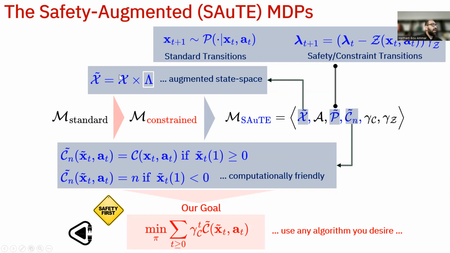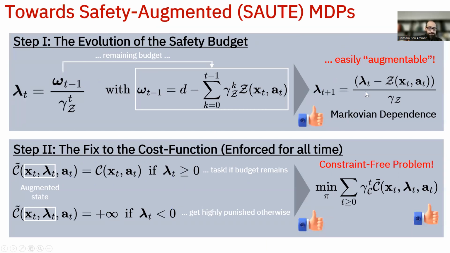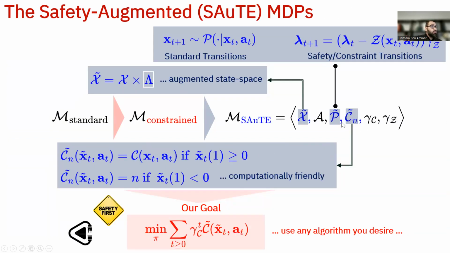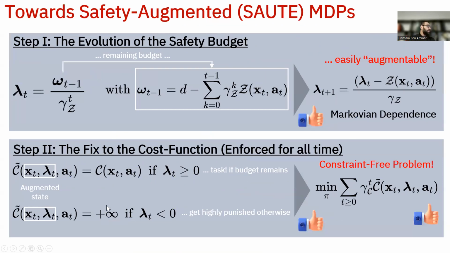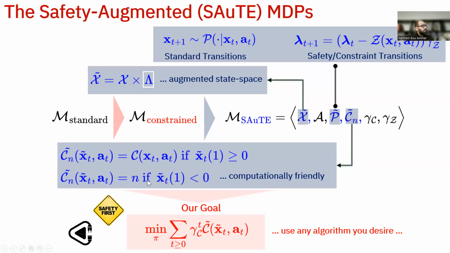What it does is that it will augment the state variable by this new variable lambda. It will change the transition in order to have the standard transition of X and the transition we defined of lambda before, i.e. this guy here. And then it will change the cost to just say, if I have remaining budget lambda, then focus on the task, otherwise be punished a lot. So before, we had a plus infinity. I just put a very high number during implementation, to be computation friendly.